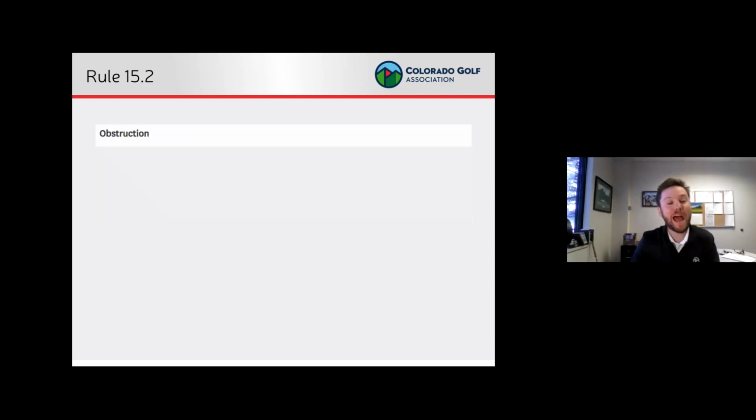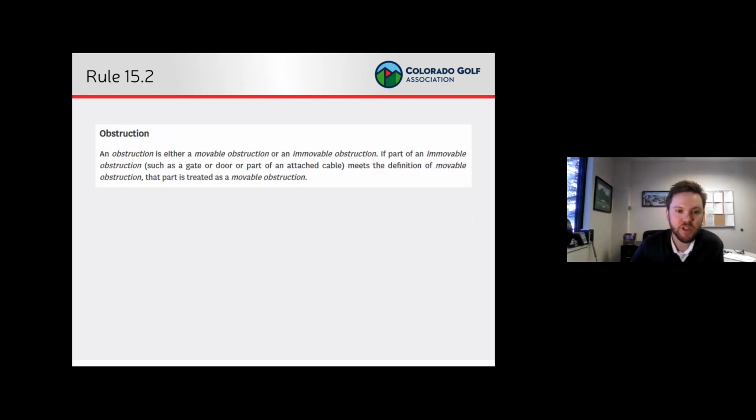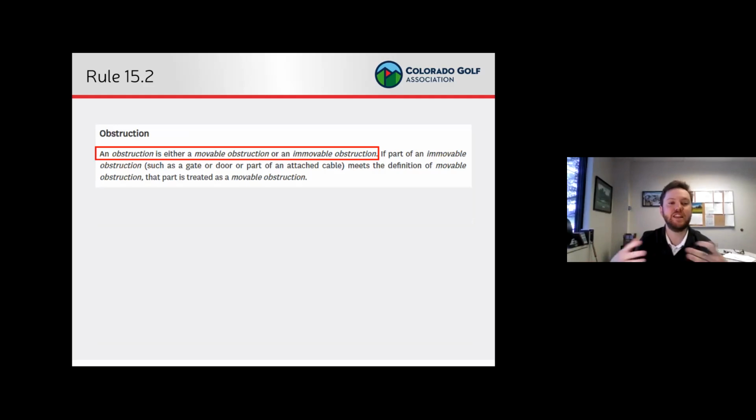And again, going back to the definition of obstruction. Obstruction has its own definition. Movable and immovable also have their own definitions. And going back to obstruction, again, an obstruction is either movable or immovable. Right there out of the gate, it's saying it's one or the other. There's no such thing as just obstruction. Okay, this is an obstruction. Well, what kind is it now? So there's the second layer to it always, because that's how we know which rule to apply. Okay, is it Rule 15, movable, or Rule 16 for immovable?